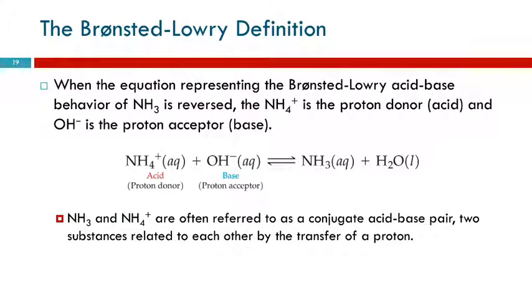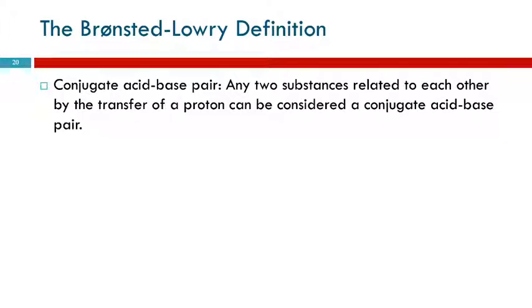They're referred to as a conjugate acid-base pair. They are related simply by a hydrogen ion. One has the hydrogen ion, the other does not. One can donate a hydrogen ion, the other could accept a hydrogen ion. So conjugate acid-base pair: any two substances related to each other by the transfer of a proton. So we need to be able to identify these.